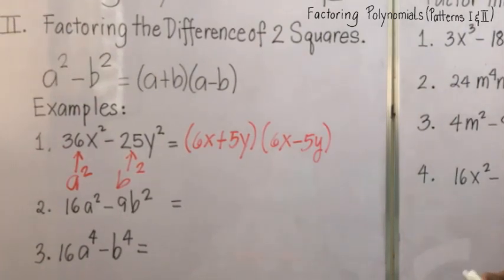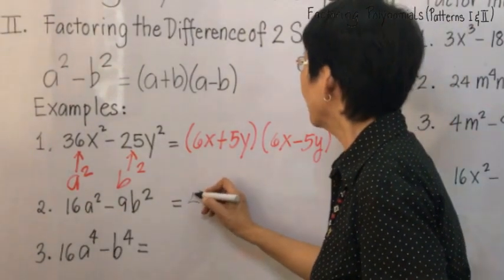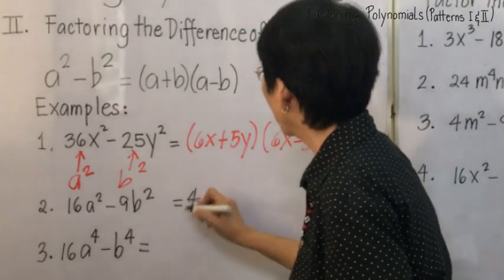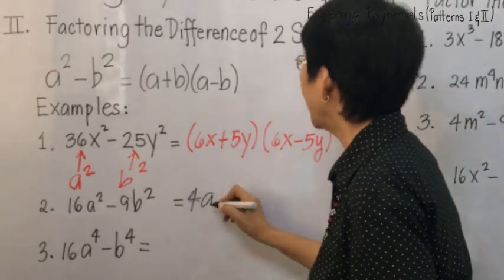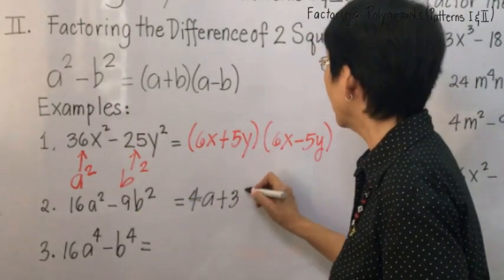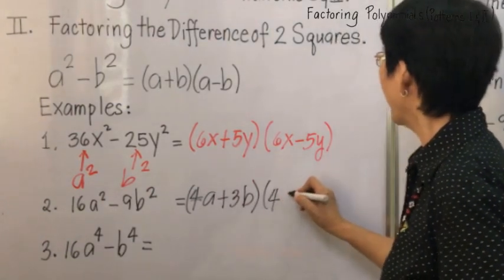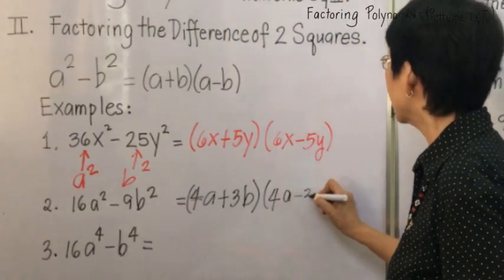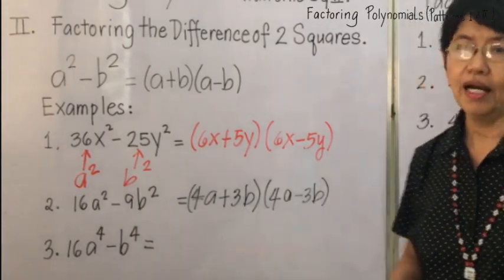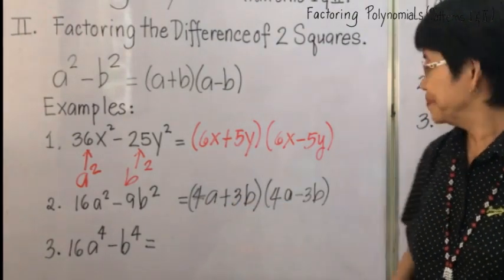Number 2, we have 16a squared minus 9b squared. Both are perfect squares. So square root of 16, 4, 4a plus square root of 9, 3b times 4a minus 3b. Okay. Actually, you can write that in reverse order.